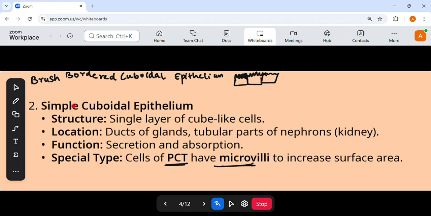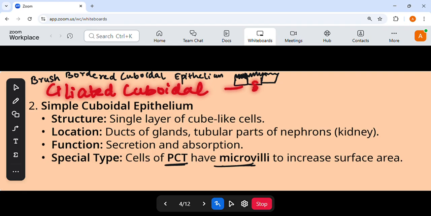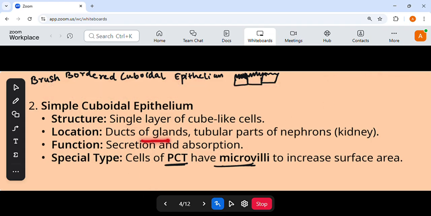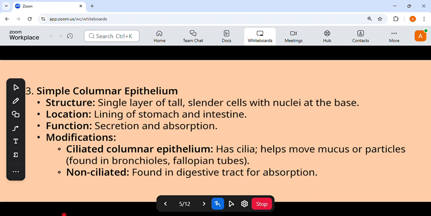We can find the ciliated cuboidal also. Ciliated cuboidal is seen in smaller bronchioles, for movement of substances like mucus. We are also finding it in ducts of glands and the tubular part of the nephron, which is the PCT. The major function is secretion and absorption. Do remember the PCT, brush border epithelium, the microvilli, to increase the surface area for absorption.